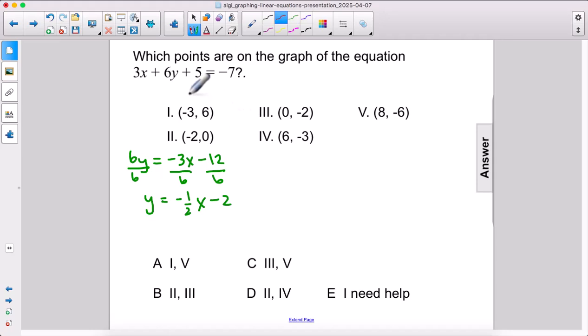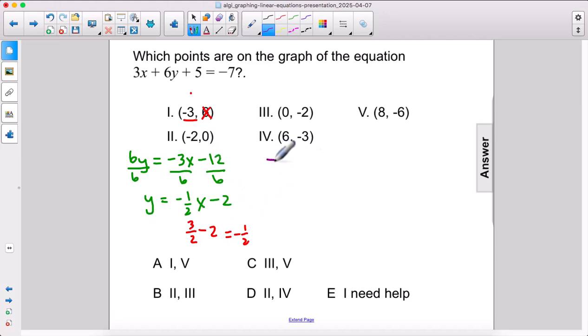Now I'm going to plug in all of the x values and see which y values are correct. So if we plug -3 in here, we're going to get 3/2, so the negative signs will cancel, giving us 3/2 minus 2. 1.5 minus 2 is -1/2, which is not the y value here, therefore 1 is not a point on the line. All right, next we have -2.